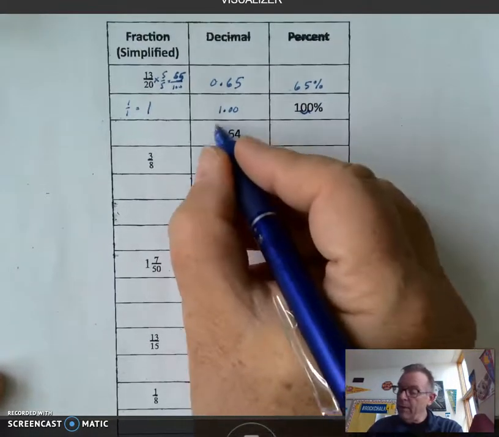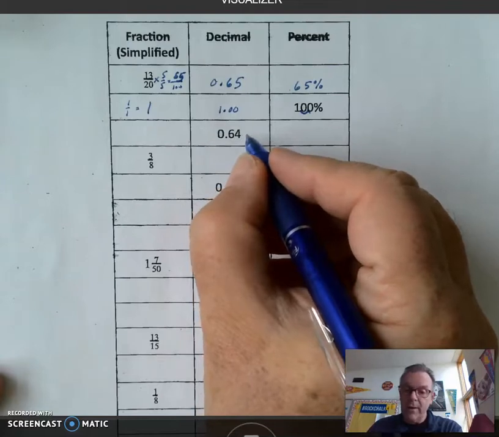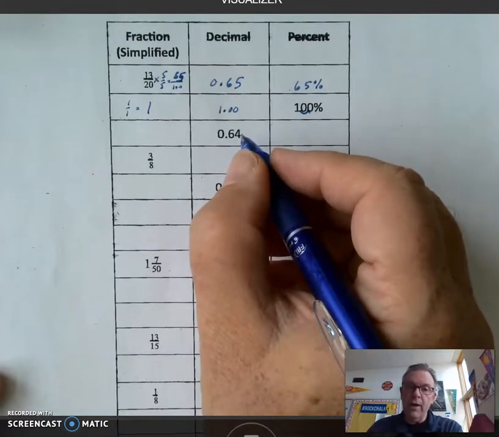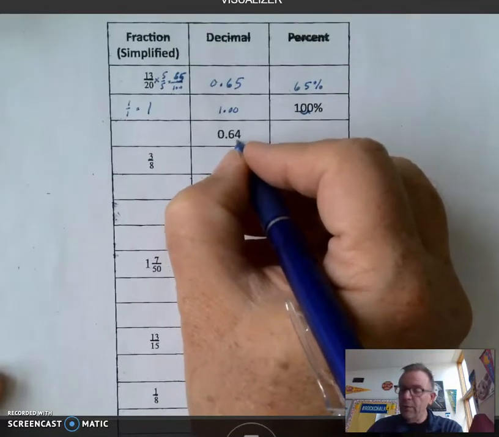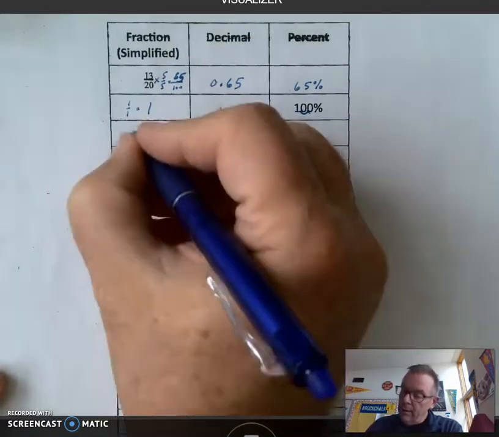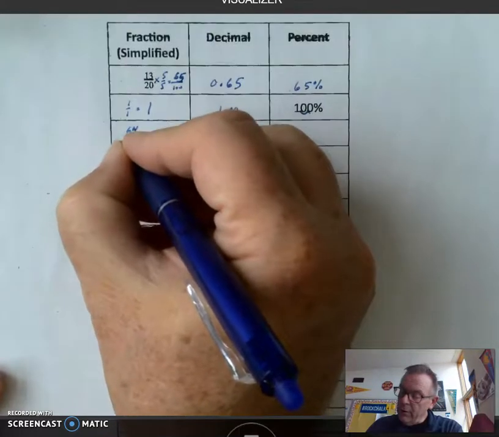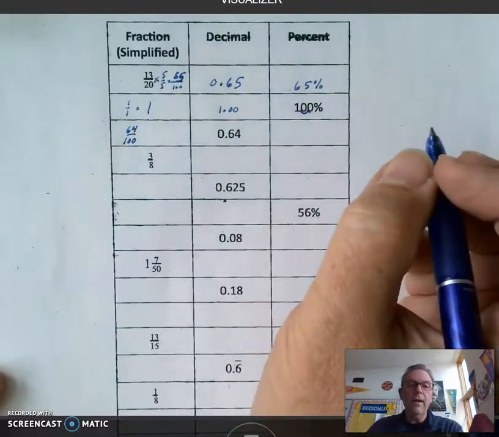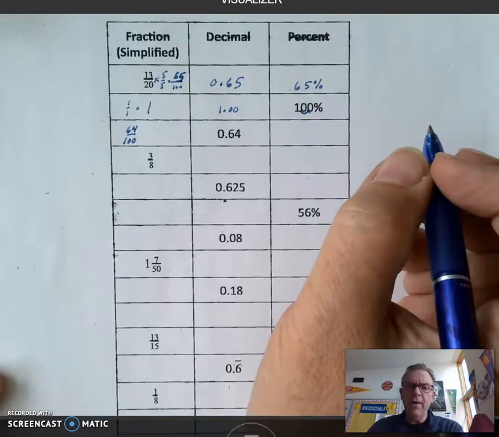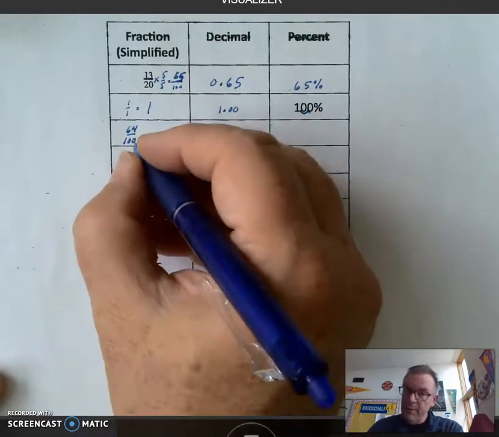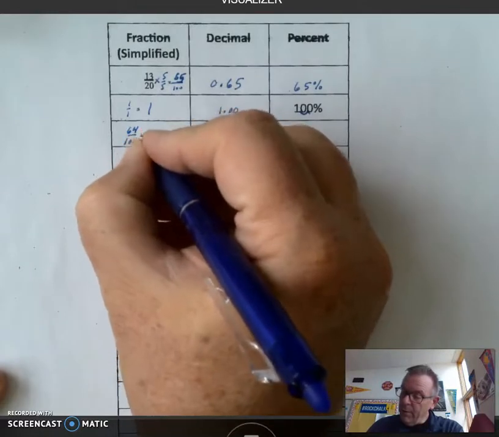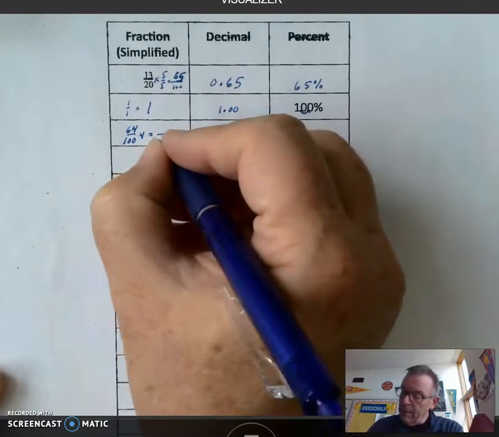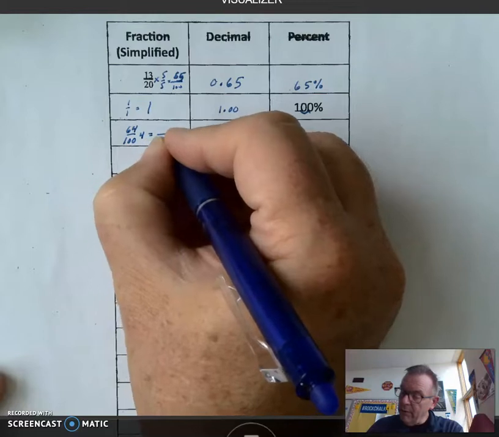Alright, I always think that if you can read the decimal, you can absolutely write the fraction. So if I read this decimal, it's 64 hundredths. So that's what I want to start with for my fraction. I look at it and think, okay, can I simplify that? Well, they're both even numbers, so we definitely can. So I'm going to go ahead and divide both of them by 4. This is going to end up being 25.